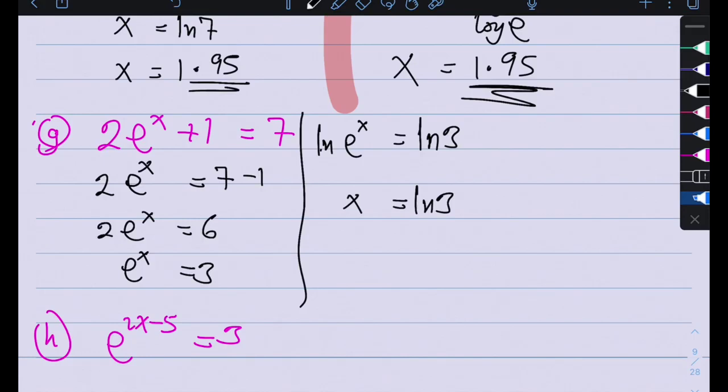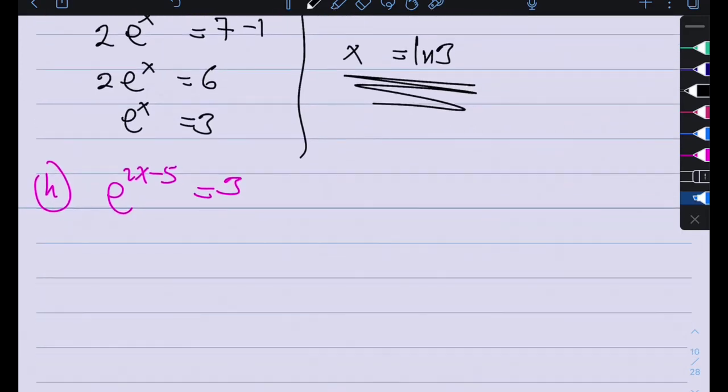Now, when the question says leave your answer in the exact form, leave it this way. Unless the question says leave your answer to 3 SF, then you put it on the calculator and round it. So from here going, I wouldn't be putting my answer on the calculator. I'm just going to leave it in the exact form, okay?